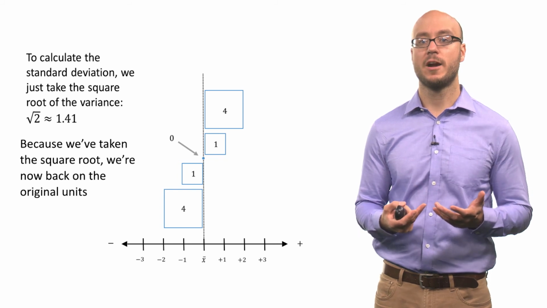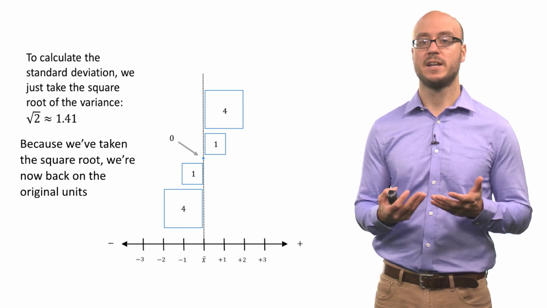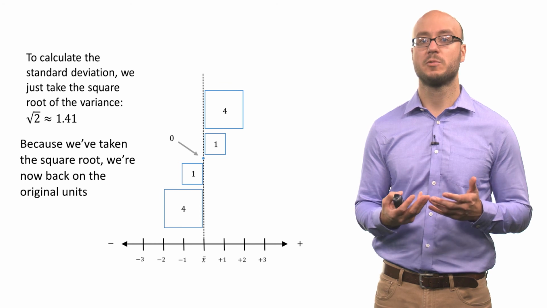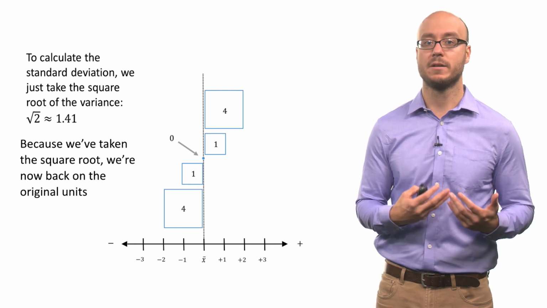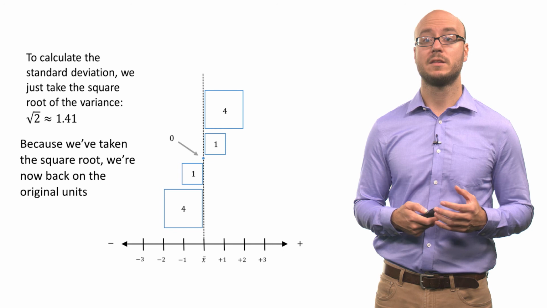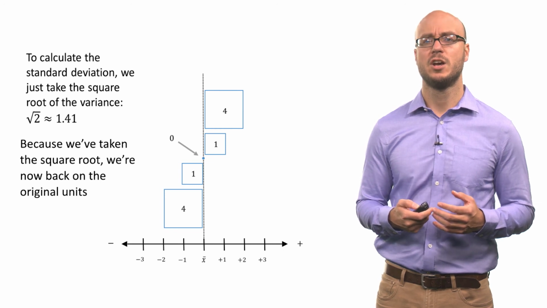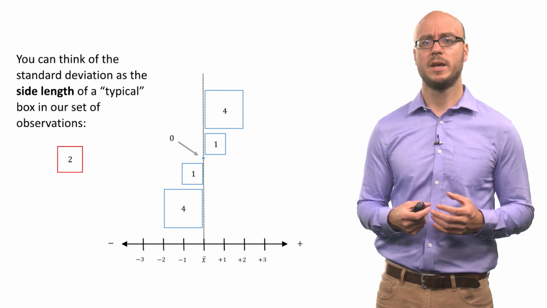So if our data set is in terms of miles, the variance will be in miles squared, but the standard deviation will be in miles now. So that's one great thing about the standard deviation. But what does the standard deviation really mean?